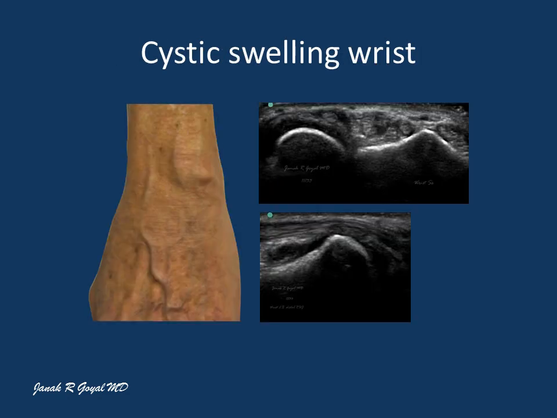This 60-year-old woman with rheumatoid arthritis presented with a cystic swelling on the ulnar side of her wrist. The sonographic examination of the wrist and the cystic swelling showed that the cystic swelling was a distension of the distal radioulnar joint extending over the ulnar head and presenting as a cyst on the ulnar side of the wrist.